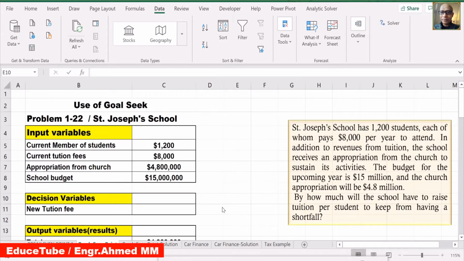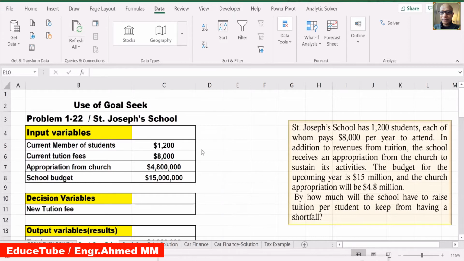Here in Excel, I will show you how to use goal seek. The example I am using is a business decision model example, problem 12-2 to 12-4, which I have taken from the book Managerial Decision Modeling with Spreadsheets, written by Balakrishnan.